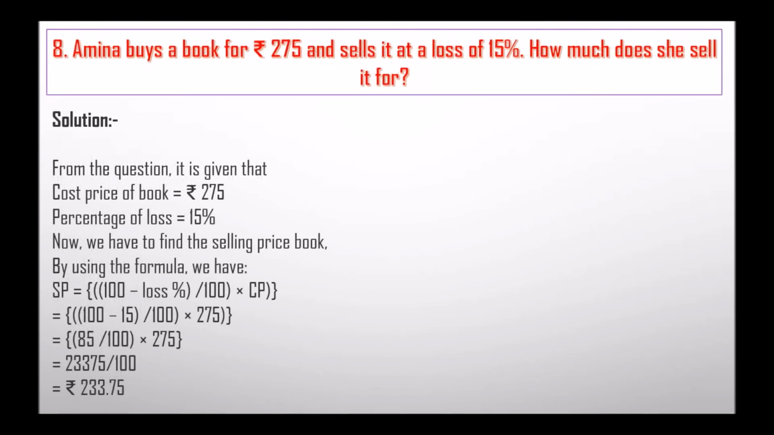Eighth question, Amina buys a book for rupees 275 and sells it at a loss of 15%. How much does she sell it for? So cost price equals 275, percentage of loss 15%. Selling price equals 100 minus loss percent upon 100 into CP. 100 minus 15 upon 100 into 275. So 85 upon 100 into 275. That is 23,375 upon 100. That is rupees 233.75.